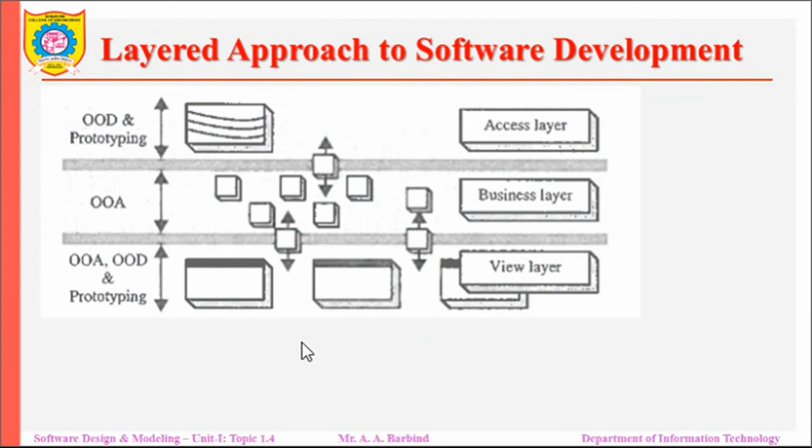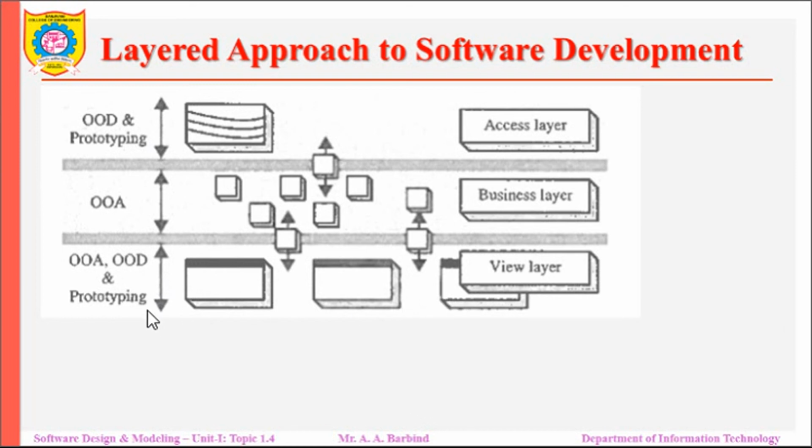This diagram shows the layered approach to software development. There are three different layers: access layer, business layer, and view layer. The view layer is usually defined in the object oriented analysis phase, along with the business layer. Whereas in object oriented design, usually the view layer and the access layer are developed. The prototyping of that is done.